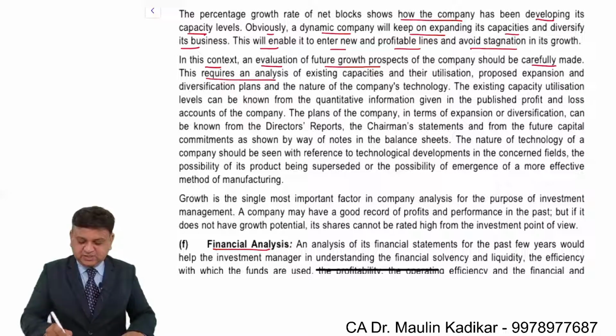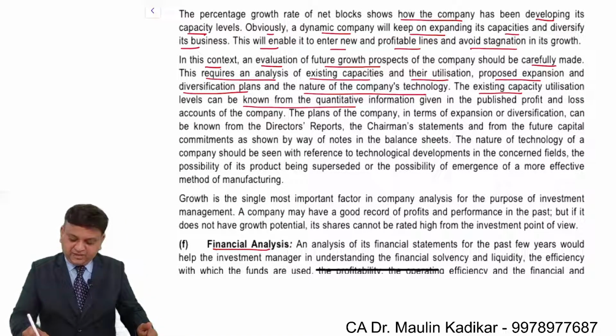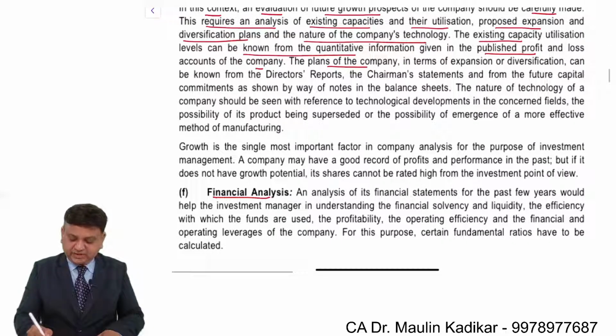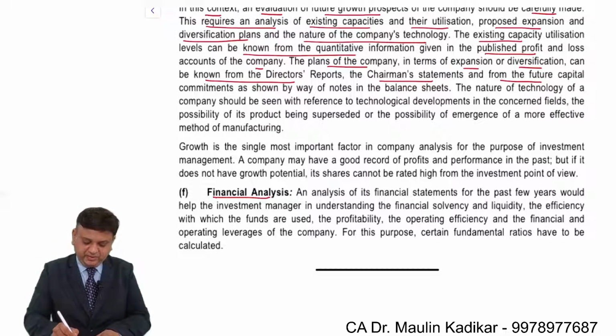In this context, an evaluation of the future growth prospects of the company should be carefully made. This requires an analysis of existing capabilities and their utilization, proposed expansion, diversification plan, and the nature of the company's technology. The existing capacity utilization level can be known from the quantitative information given in the published profit and loss accounts of the company. The plans of the company in terms of expansion or diversification can be known from the director's report, the chairman's statement, and from the future capital commitment as shown by way of the notes to the balance sheet.